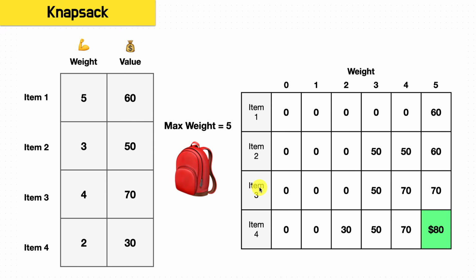Then we move to item 3. It weighs 4 pounds, so once we get to a weight of 4, we see that 70 is greater than 50, the previous solution to this subproblem, so we replace it with 70. Then, at a weight of 5, the weight of 4 still fits inside this, and 70 is larger than 60, so we replace this value as well. So what we're doing at each point is just making the optimal decision based on the value, and then the previously calculated answers to each subproblem.